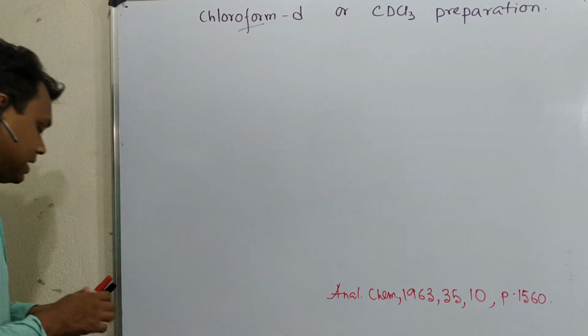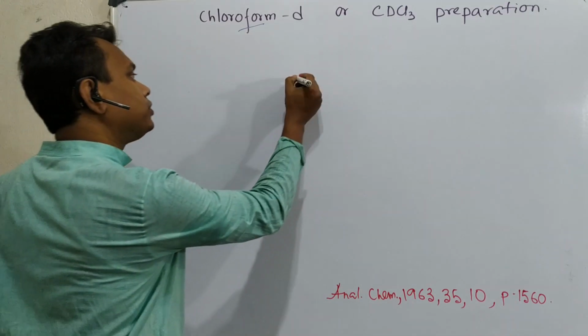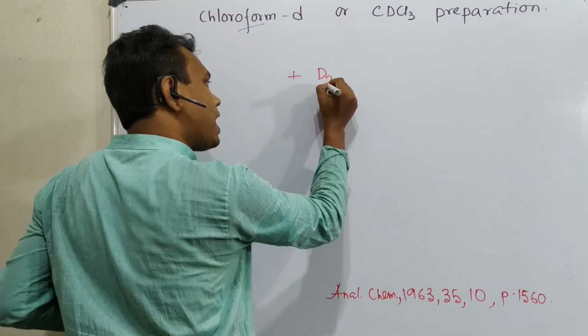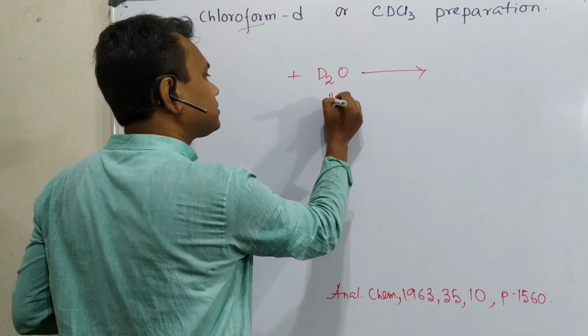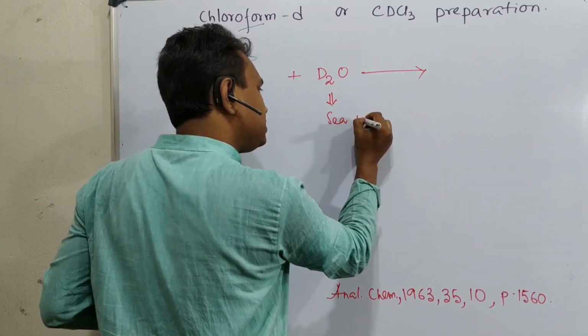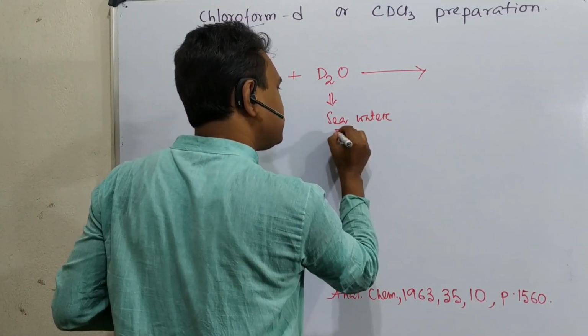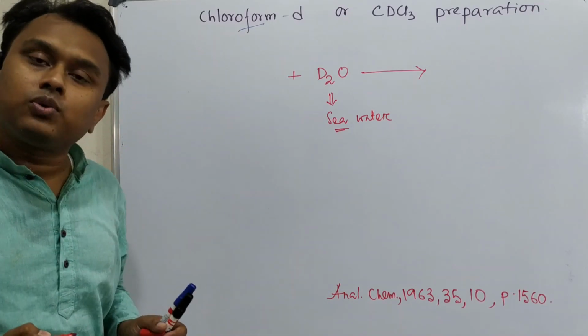By the way, remember that all deuterated solvents are produced from D2O. And how is D2O produced? D2O is produced from seawater. Okay, so this is the source of all deuterium solvents. So we should know this when you want to learn advanced level things.